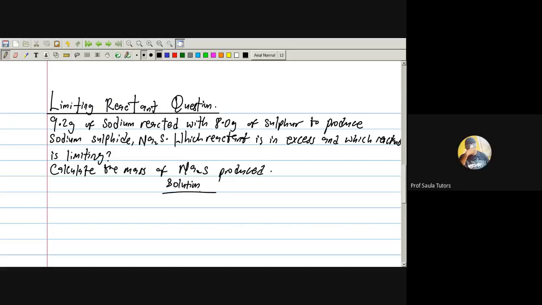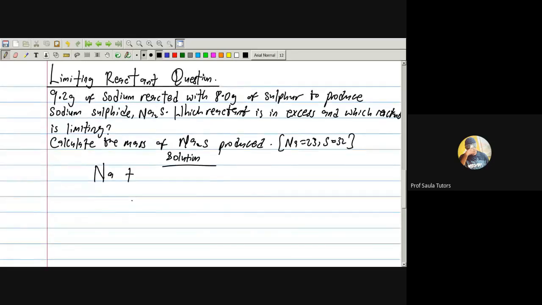Pay attention to this. Na, I'm giving you as 23, S is 32. This one did not give us an equation, but we are going to write it. So sodium reacted with sulfur. Sodium is Na. It reacted with sulfur. Sulfur is S altogether. Yes, sir. So how do we write?